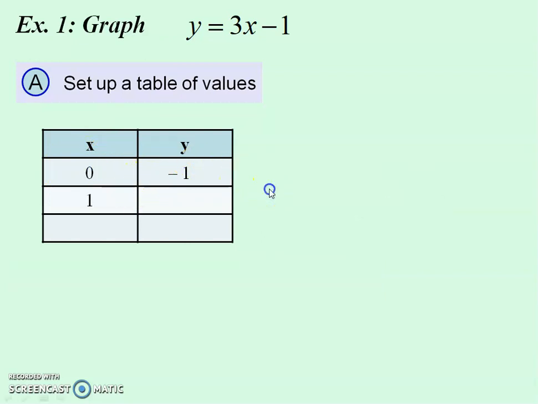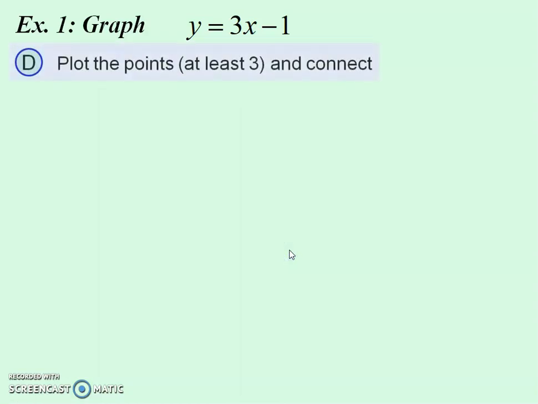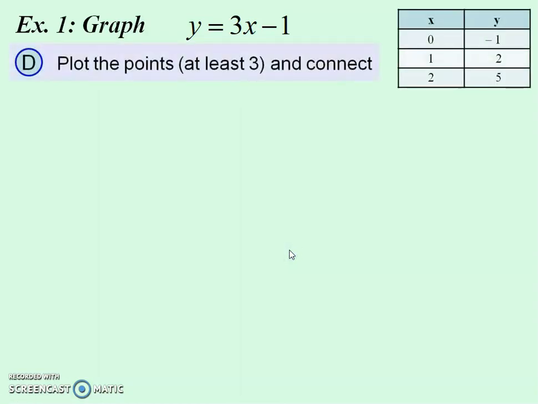I'll do the same thing with others. I'll pick some other x's. I picked 1, and when I did, 3 times 1 is 3 minus 1 is 2. So 1, comma 2, that's a point. And I'll pick another one. I picked x is 2, and I solved, and I got 5. That's my third point. So my fourth step was to plot those points.